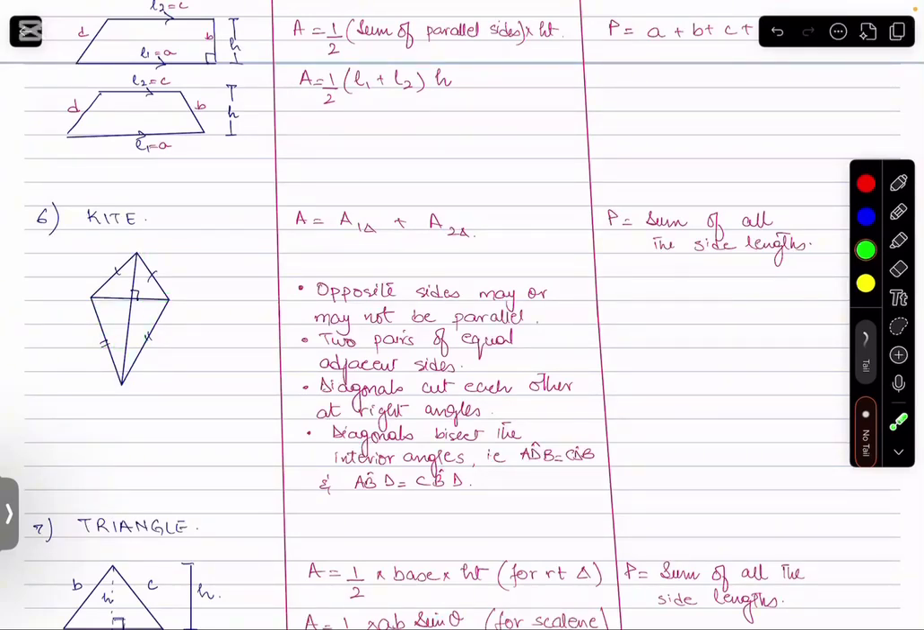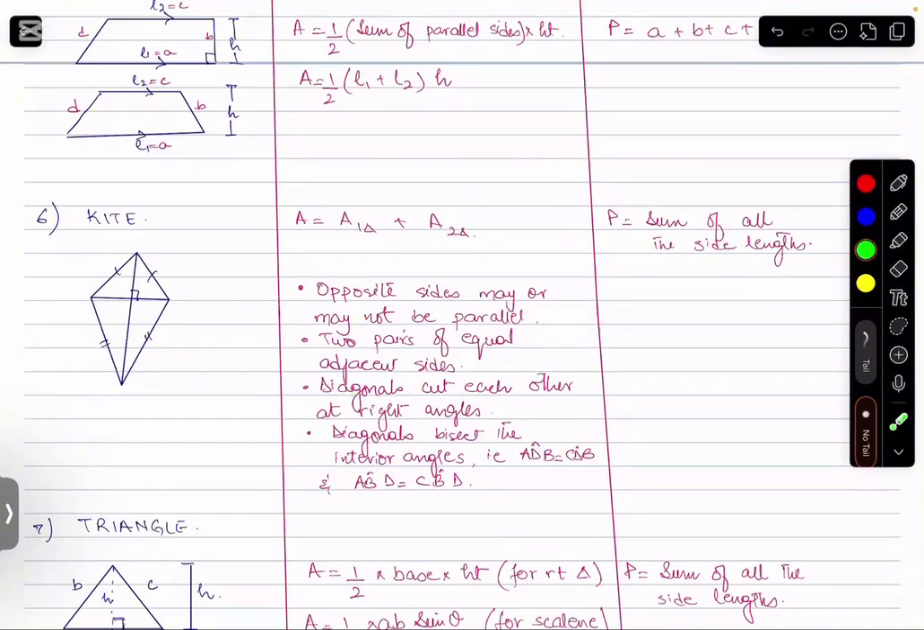And then we know how to get the area of a triangle, and I'll explain that too. So, what is the property of a kite? The opposite sides may or may not be parallel. Two pairs of equal adjacent sides. So one pair is this, there are two equal sides, and the other pair is these two sides. So both the triangles A1 and A2 will be making an isosceles triangle for the kite here.